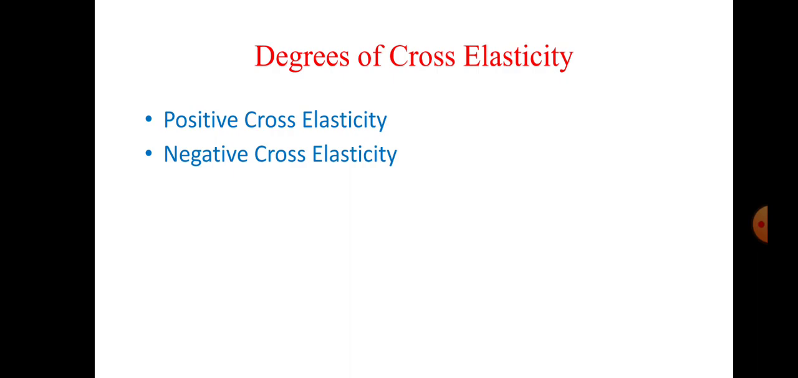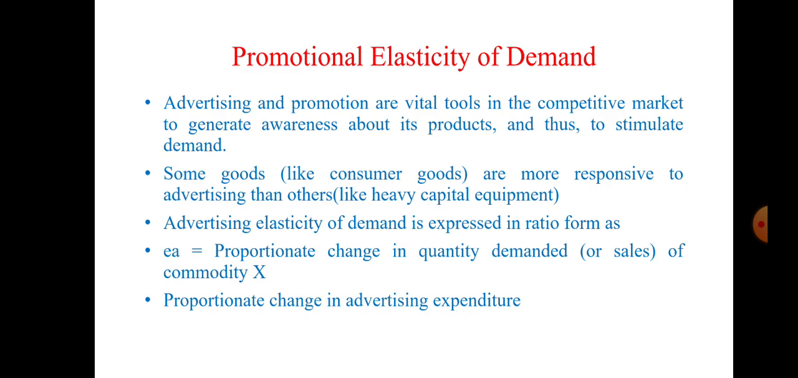And here we have again two different types, that is positive cross elasticity and negative cross elasticity. And the fourth type is promotional elasticity of demand. Advertising and promotion are vital tools in the competitive market to generate awareness about its products and thus to stimulate demand. Some goods, like consumer goods, are more responsive to advertising than others, like heavy capital equipment.